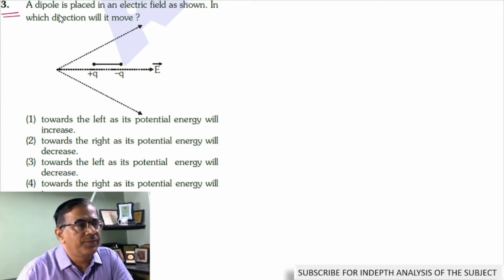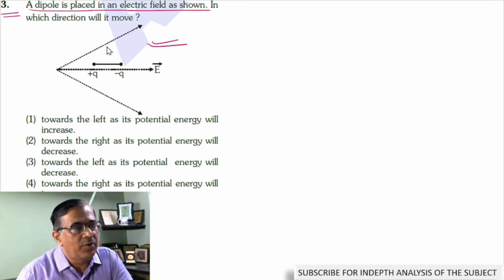Now question number 3. An electric dipole is placed in an electric field as shown. If you see this diagram carefully, then you should be able to make out the following point. Electric field lines are radially outwards. As these are radially outwards, these must have originated from a positive charge. Let it be plus Q.